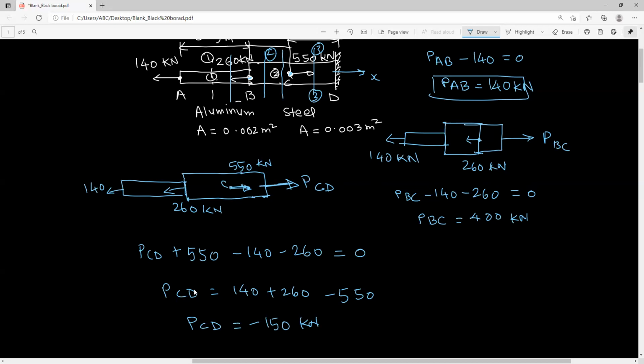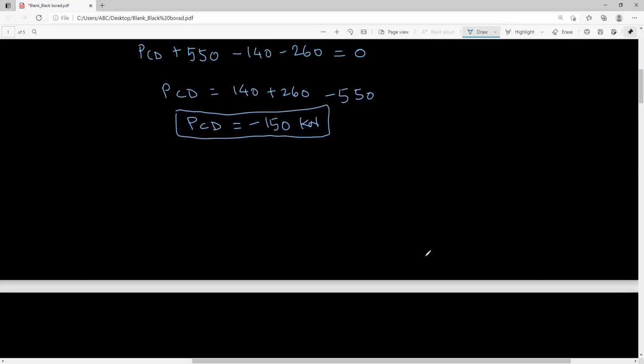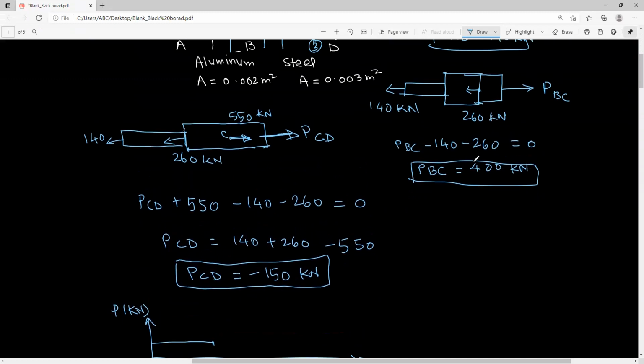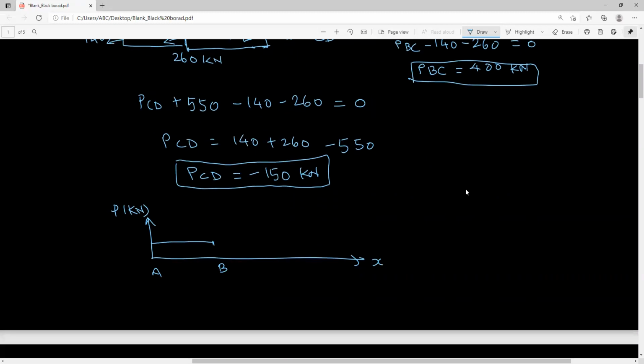Not every time do you get a tensile force; sometimes you get a compressive force. The effect will be under compression also. So if you want to plot the diagram, first we have to plot the internal force diagram. Just like you plot the bending moment and shear force diagram in the case of a beam, in axially loaded members you can also plot the force diagram, that is, internal force in kilonewton, and this is your x-axis. If this is A, this is B, then PAB, you have already seen, is positive 140 kilonewton.